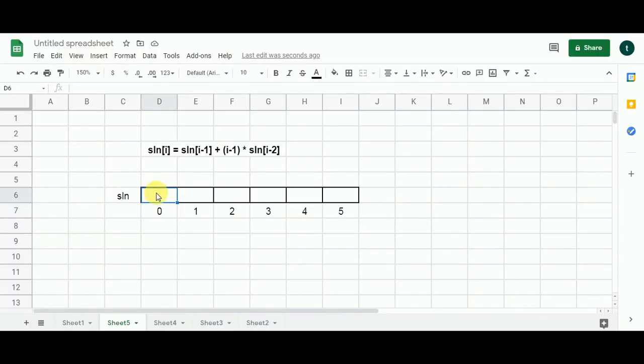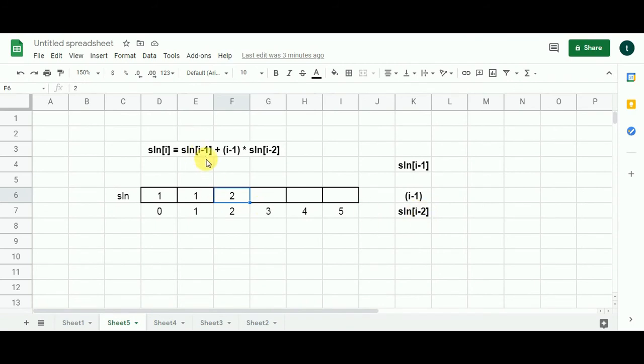This is an array that we will fill to find the number of ways when n is 5. I am going to fill 1 in the first cell, indexed by 0, and 1 in the second cell, indexed by 1. Let's find out the value for n equals 2 using our formula, which is SLN[i] equals SLN[i minus 1] plus (i minus 1) multiplied by SLN[i minus 2]. The value will be 2 in this case. I'm sure you remember the number of ways for n equals 2 from the explanation. Let's quickly fill the values in the subsequent cells now using this formula.